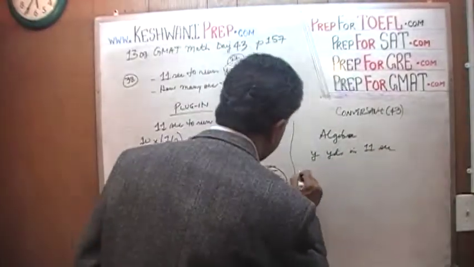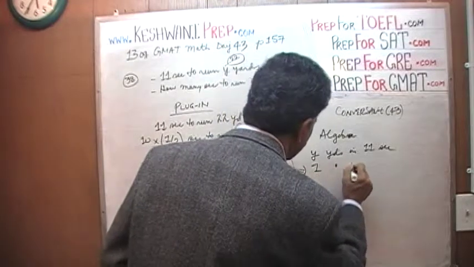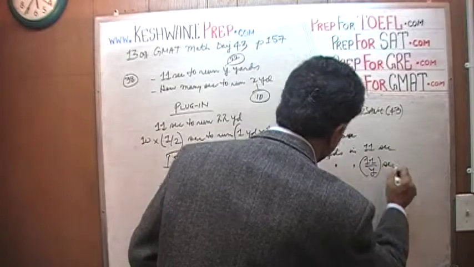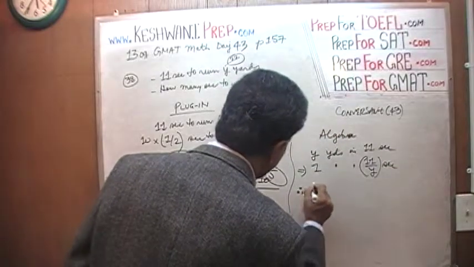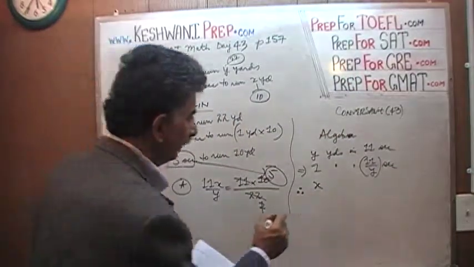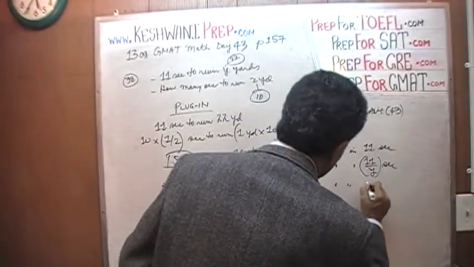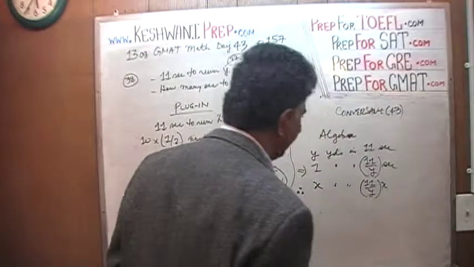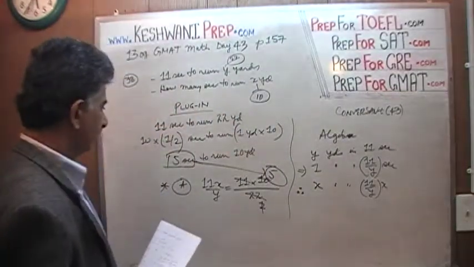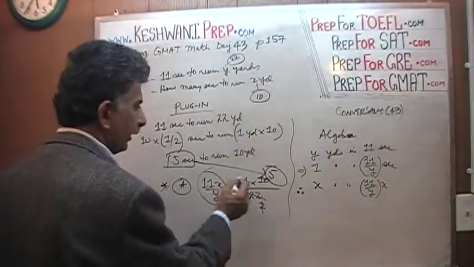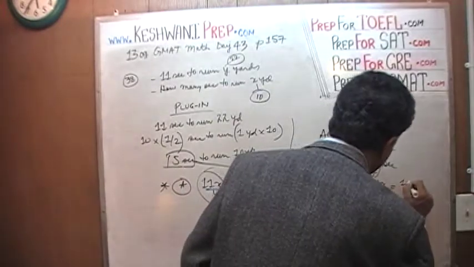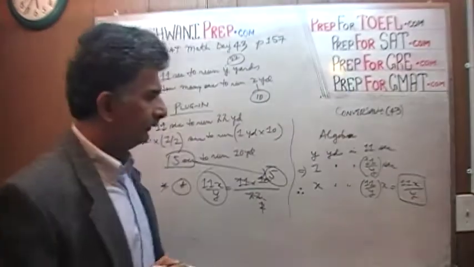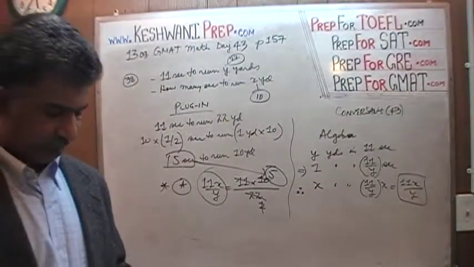That implies that he must run 1 yard in 11 over y seconds, and therefore he will go x yards in x times that amount. 11 over y times x is exactly what our answer is, which is the same as 11x over y. And that's our answer, that's it. That's just a two-step process, very simple.